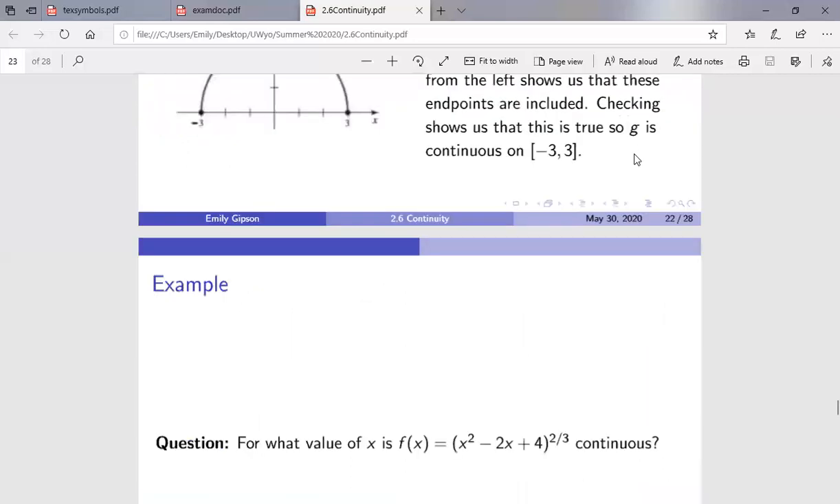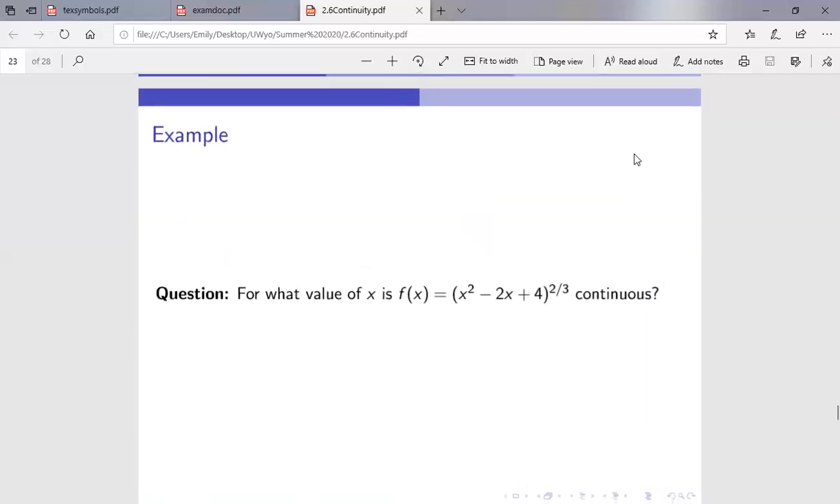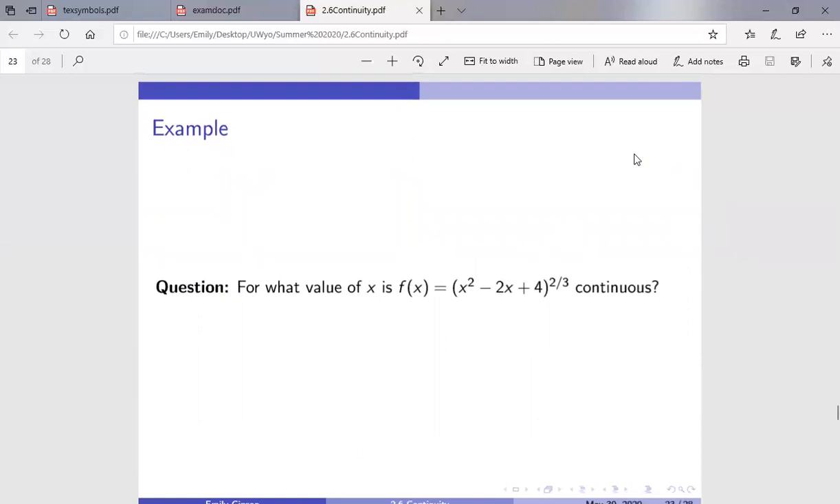And I think we've got one more example here. Yes. So for what value of x is f of x equal to x squared minus 2x plus 4 to the power 2 divided by 3 continuous? So this might seem a little bit daunting, but go ahead and give it a try and come back to see the answer slide.